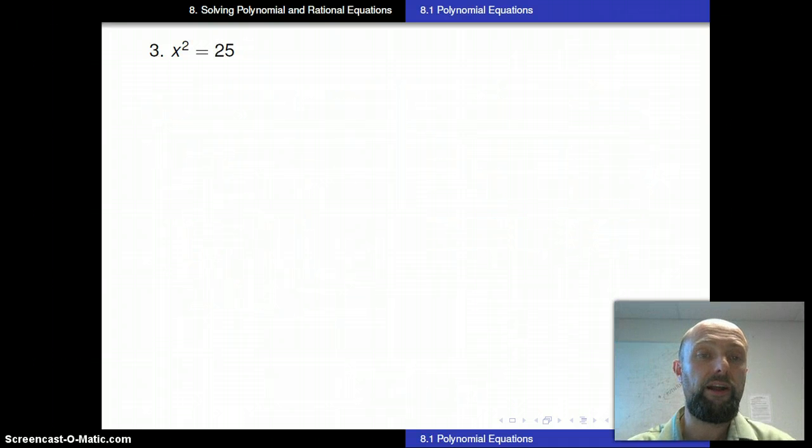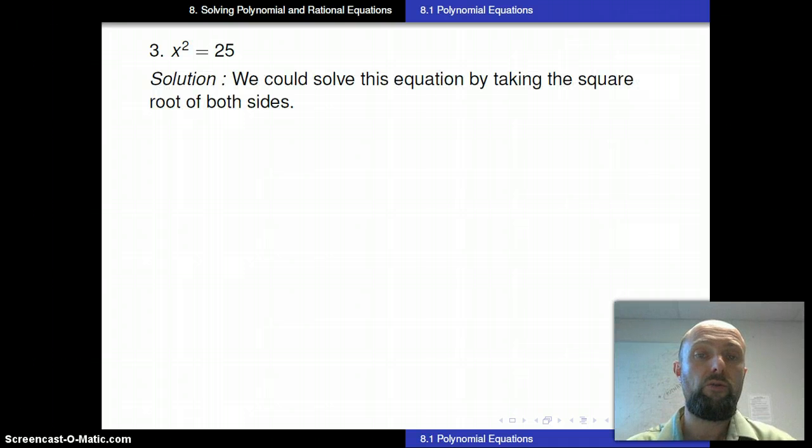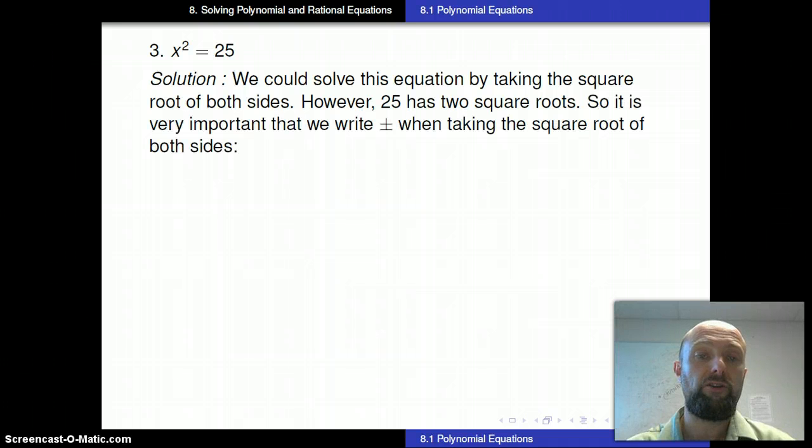Question 3. X squared is 25. We could solve this equation by taking the square root of both sides. However, 25 has two square roots. So it is very important that we write plus or minus when taking the square root of both sides. X is plus or minus the square root of 25, which simplifies to plus or minus 5.